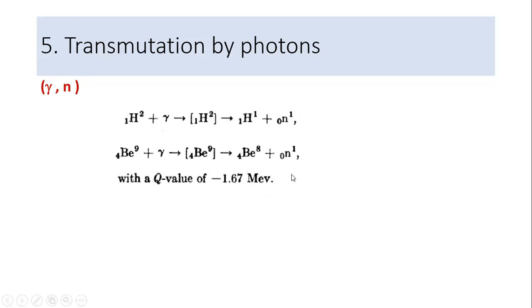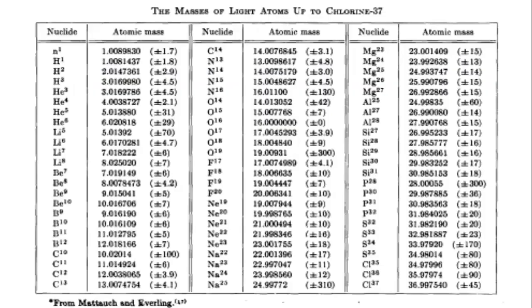The energy release in this process is minus 1.67 mega electron volt. Again, the minus value indicates that the energy is absorbed in this process. That means it is an endoergic reaction, or a non-spontaneous reaction. So this is all about the different transmutations by the radiations.